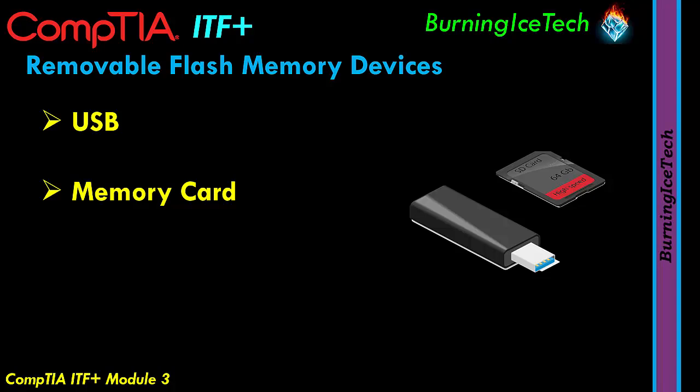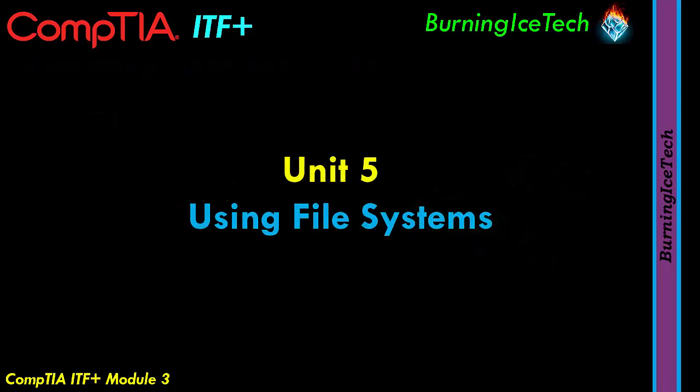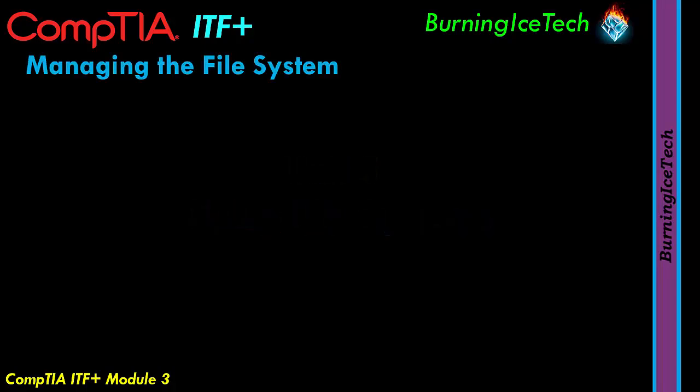Finally, we can move on to the last unit in this module, which is Unit 5, using file systems. First topic up, managing the file system. So obviously laptops and desktops have what we call hard drives on them. We've talked about that in the previous module. So that's an example of non-volatile storage. Now these hard drives on their own, guys, believe it or not, they don't just work. Just because you've plugged it into the data cable and the power cable, that does not mean it's going to work.